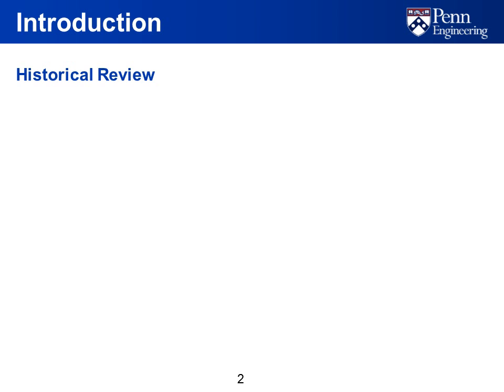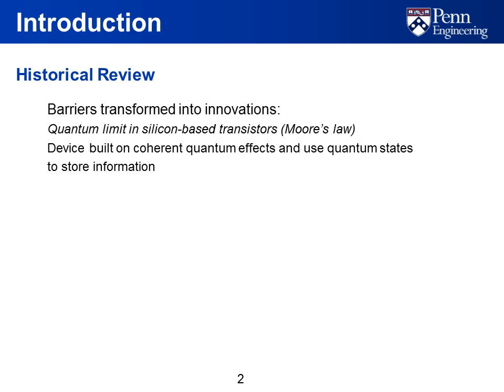Now let's come to the historical review. The story of discovering qubits in silicon is about transforming barriers into innovations. Governed by Moore's law, silicon-based transistors encountered quantum limits when they went down to the nanoscale. Some people soon realized that we can actually take advantage of this barrier. It means we can build devices on coherent quantum effects and use the quantum state of spins to store information.